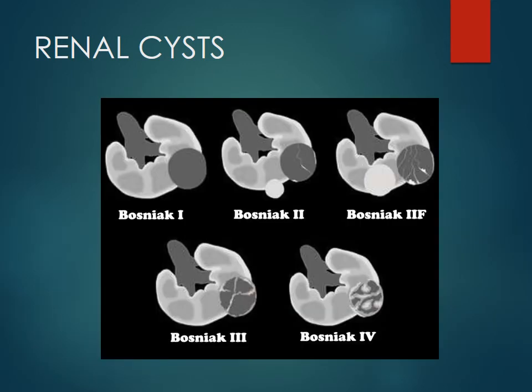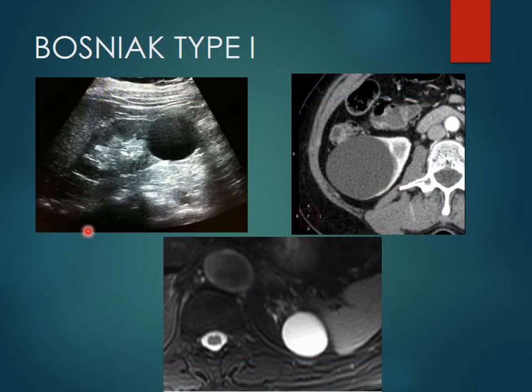This is a diagrammatic representation of the Bosniak classification system. Bosniak type 1 on imaging. This is the ultrasound image of a lesion that can be classified as Bosniak type 1. It is round with anechoic echoes and a thin imperceptible wall. On CT scan, it is hypodense, which would indicate its fluid content, with a thin imperceptible wall. And the third image would be an MRI wherein it is T2 weighted bright, which would also signify its water content.